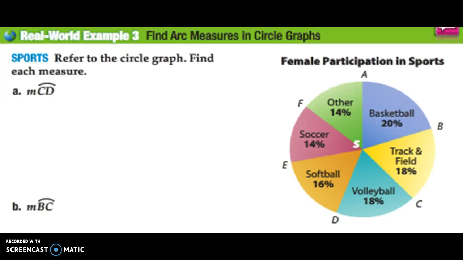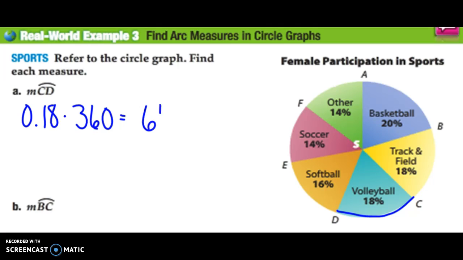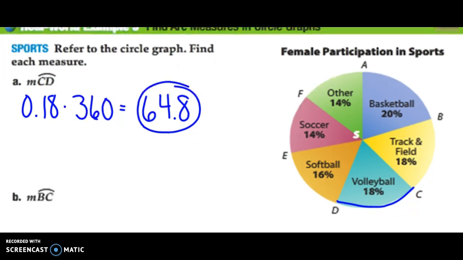So we can look at this and we can find the measure of each arc. We're looking for CD in this one. Right there, it says it's 18% of our circle. So we're going to take 18% as a decimal times 360 degrees, and that is going to be 64.8. That's the measure of that arc right there, 64.8. All I did is take 18% times the 360 degrees.